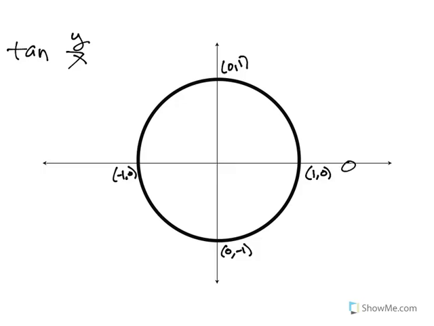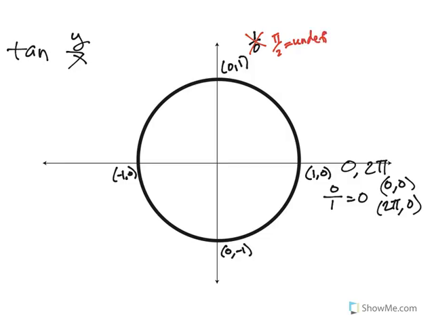So at 0 and also 2 pi, since they're at the same spot, if I do y over x, that's 0 over 1, which is 0. So we would have the point 0, 0, also the point 2 pi, 0 on our graph. Let's work our way around. At 0, 1, if I would do y over x, we cannot divide by x. So at pi over 2, we are undefined. Anytime you're undefined, that means you're going to have a vertical asymptote.